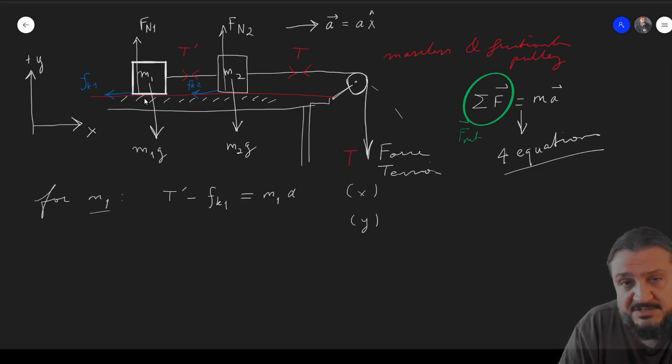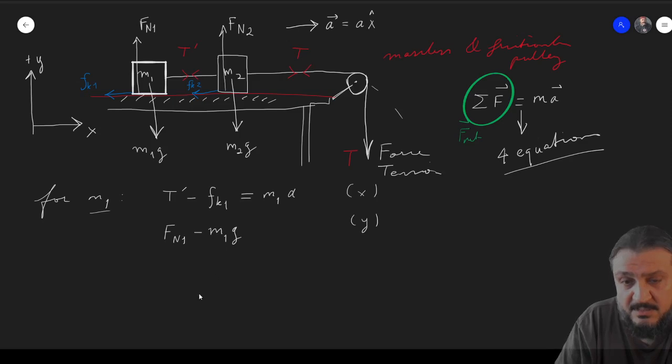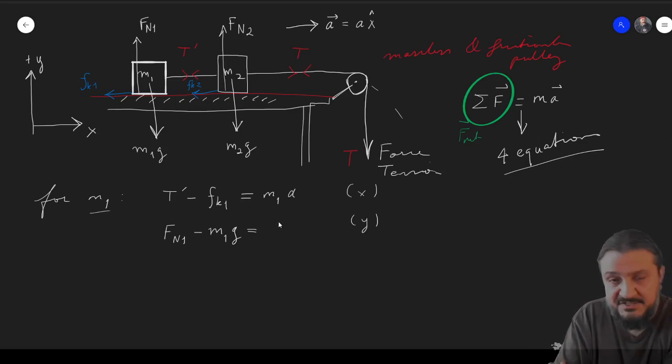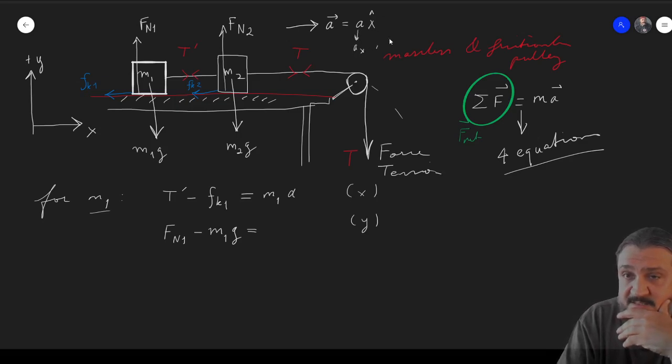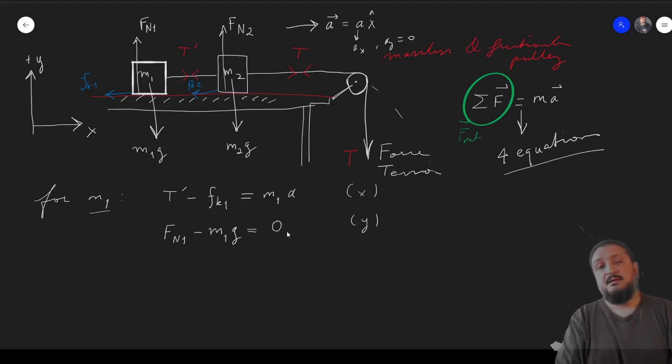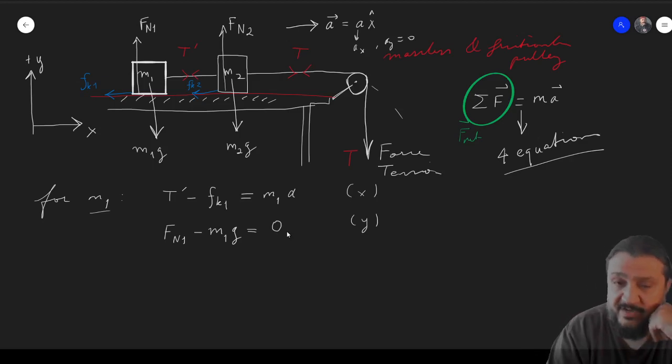Now, in the positive y direction, we have the normal force, Fn1, and its weight, m1g, is pointing downward. Therefore, it's negative m1g. Now, equals m1 times the y component of the acceleration, which is zero, right? So this is nothing but ax. Ay is zero. So there's nothing here. It's just zero. All right? Now, these are the two equations you get from x and y directions.